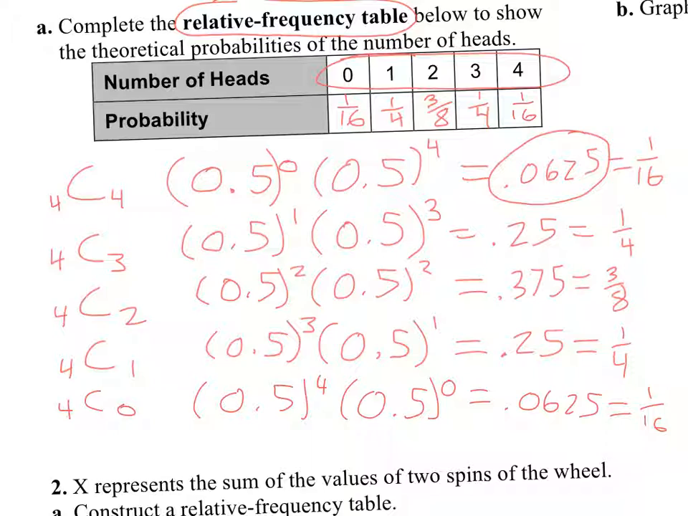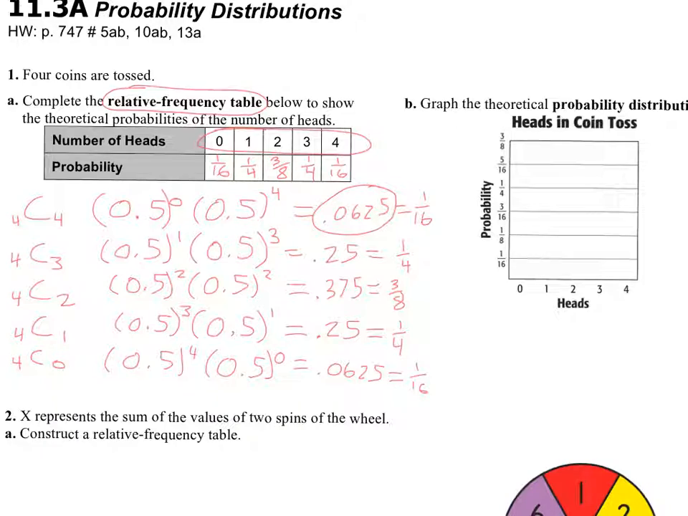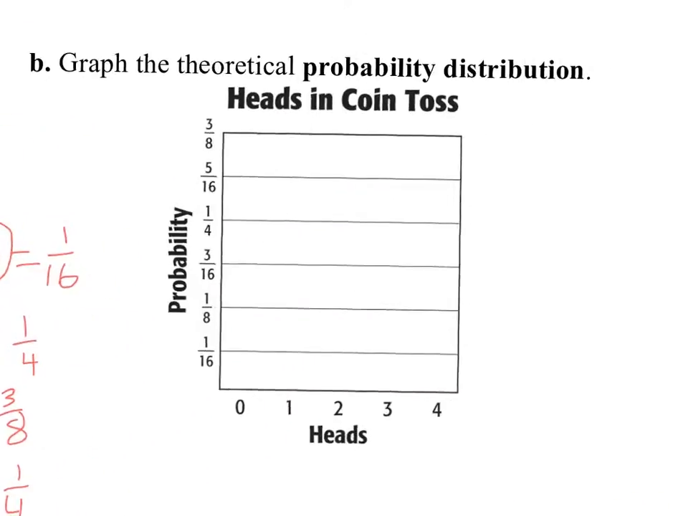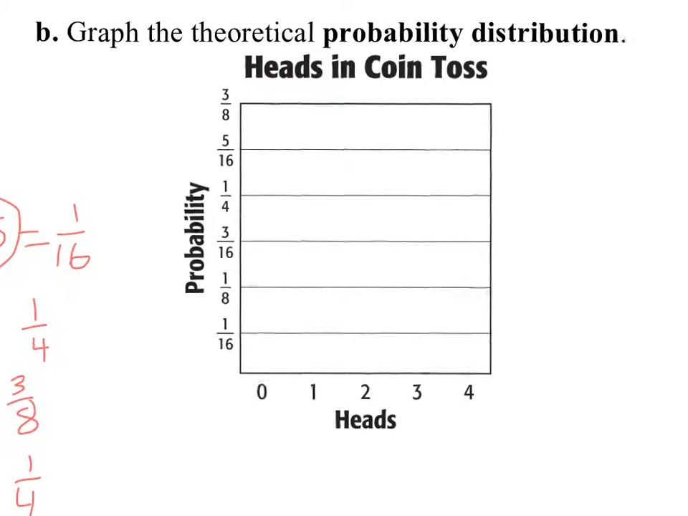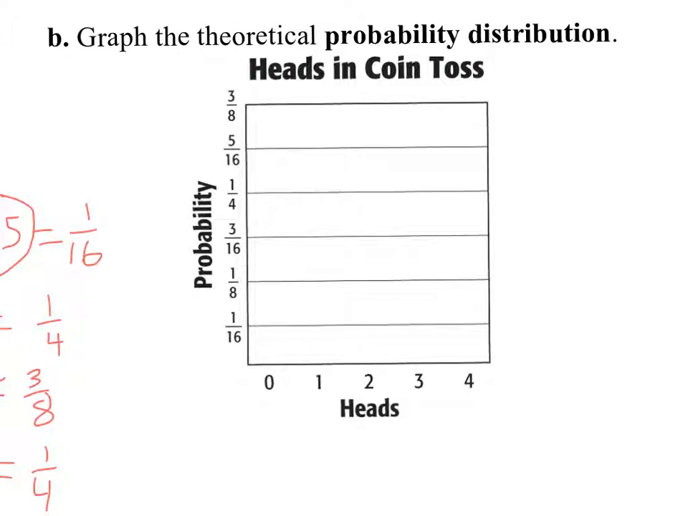Okay, so we are done with our relative frequency table. Next thing we need to do is make a theoretical probability distribution. A probability distribution is just a bar graph. So refer to the probabilities from our relative frequency table. On the bottom we have all the different possible totals for the number of heads.